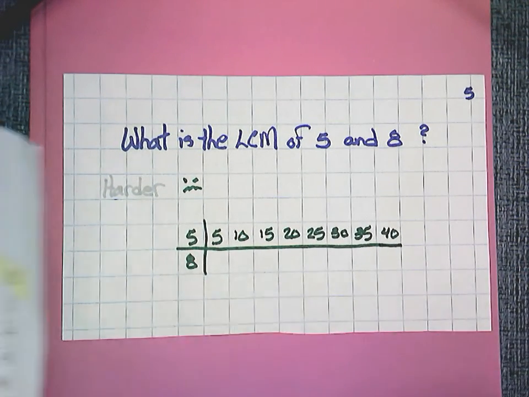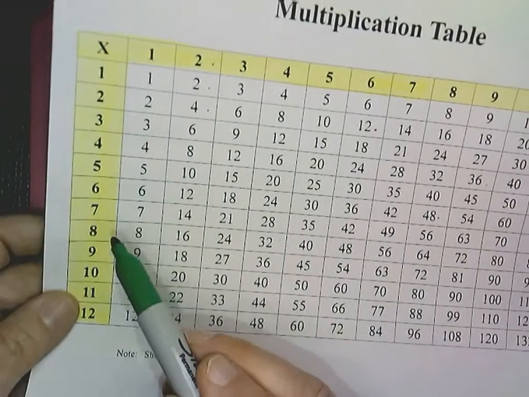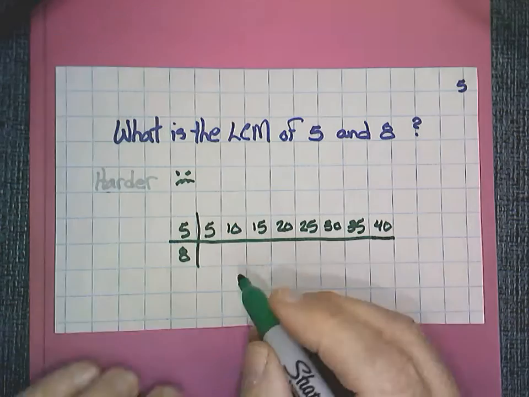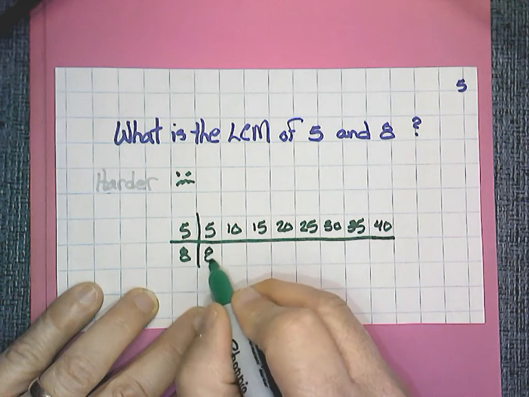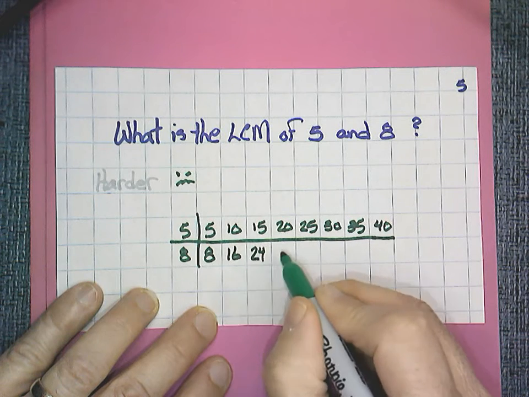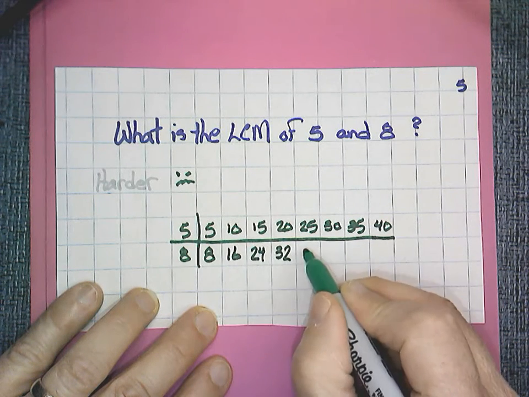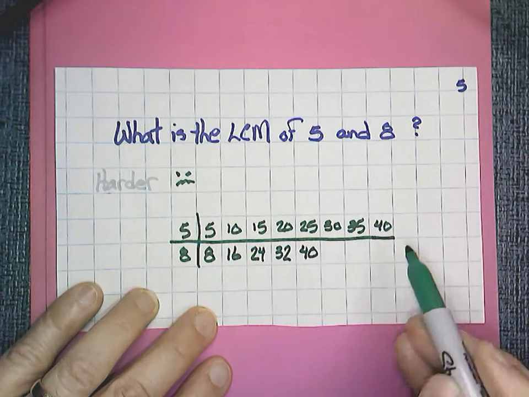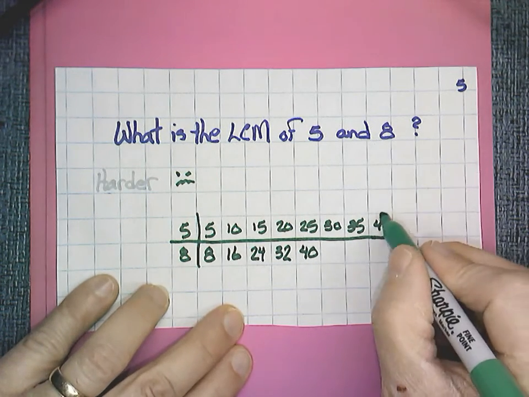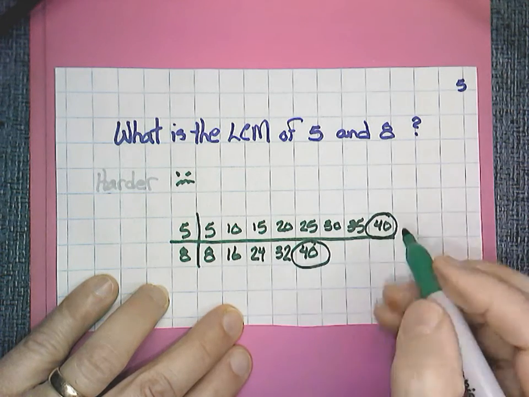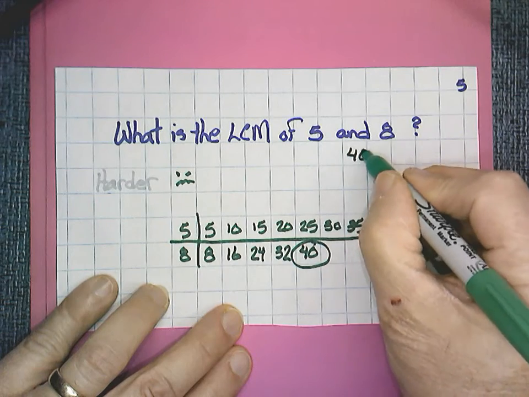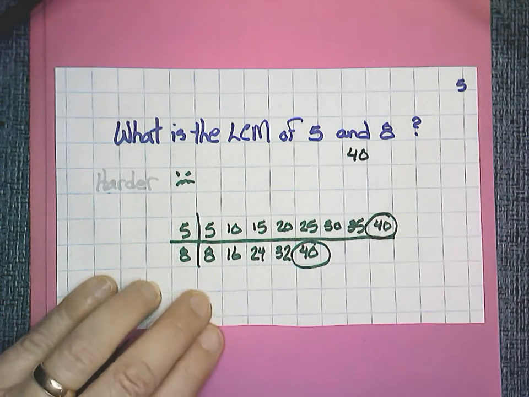Again, you can use your multiplication table, nothing wrong with that. Again, just try to memorize them. 8 times 1 would be 8, right? 16. 8 times 3 would be 24, 32. And right here, I remember writing 40. See that? So I'm not going to go any further. So our last step is to circle, right? And so our least common multiple of 5 and 8 would be 40.